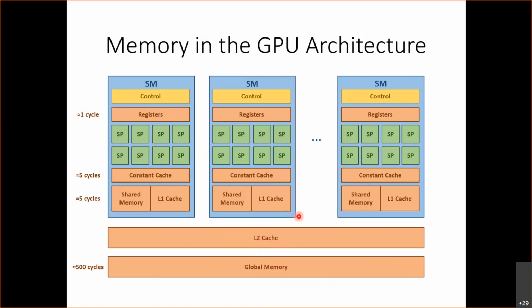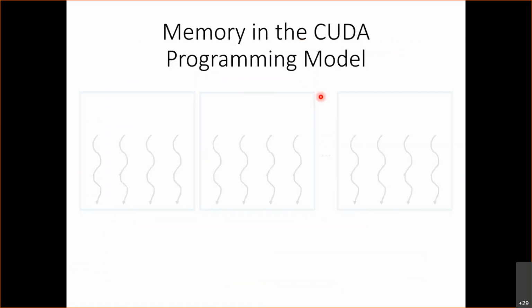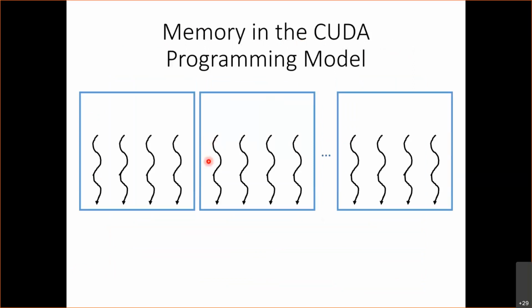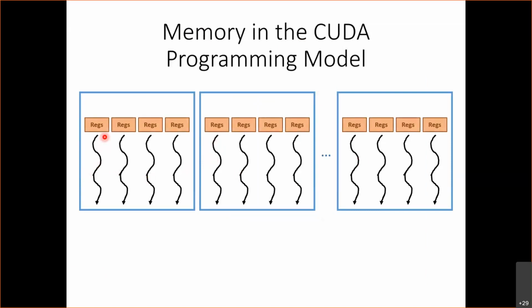Now let's look at the memory model in CUDA. In the CUDA programming model, we saw before that grids are divided into blocks, and blocks consist of multiple threads. Each thread has access to its own private registers.